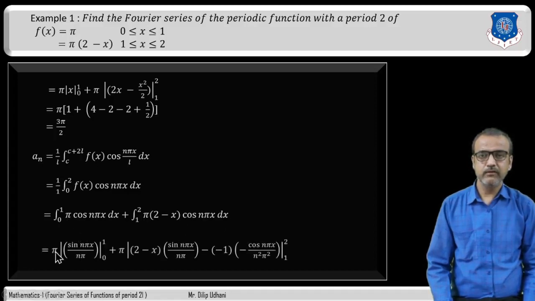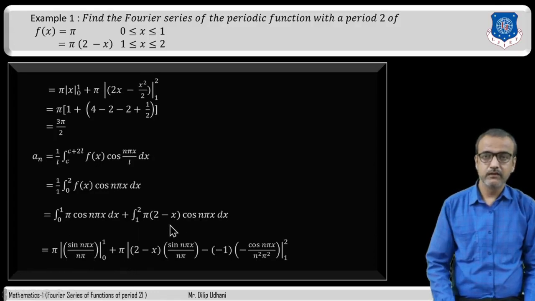Now this pi will be as it is, a constant value, and the integration of cos n pi x is sin n pi x divided by n pi, and the limit is from 0 to 1. Now this pi again will be constant. Now we have to find the integration of 2 minus x into cos n pi x. To evaluate the integration of this function, we will apply the Bernoulli formula.